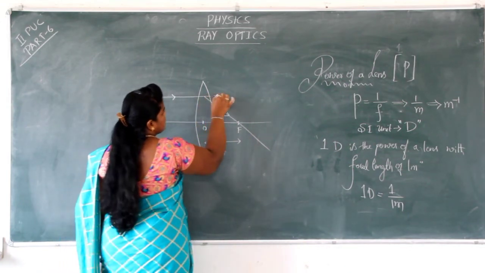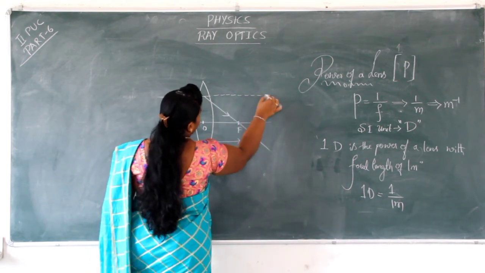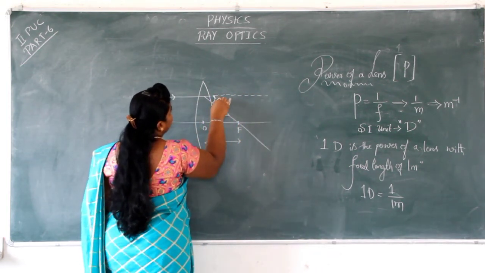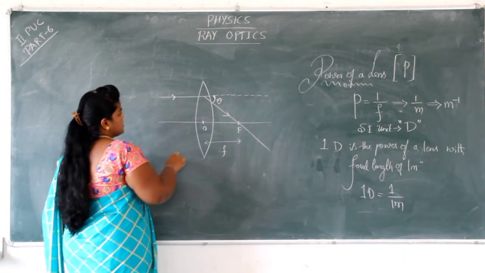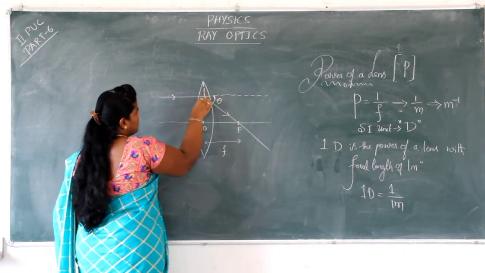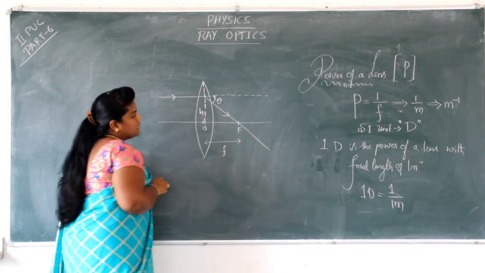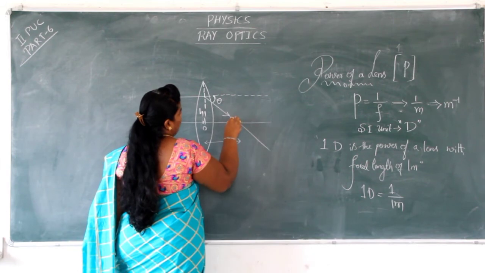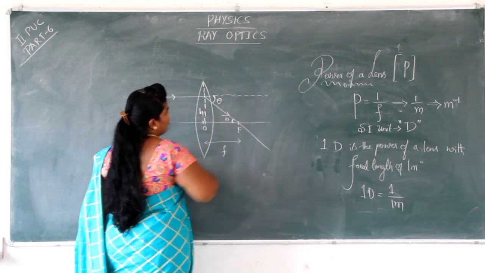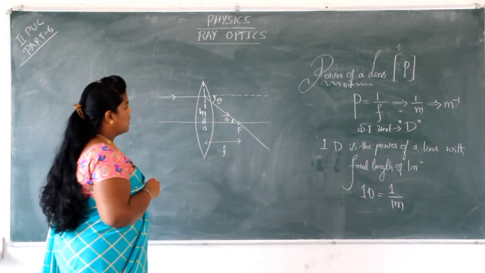This is the direction of the incident ray, but it deviated by an angle theta. Then if I draw the perpendicular here, that is said to be the height, whereas this angle is also theta according to mathematics.